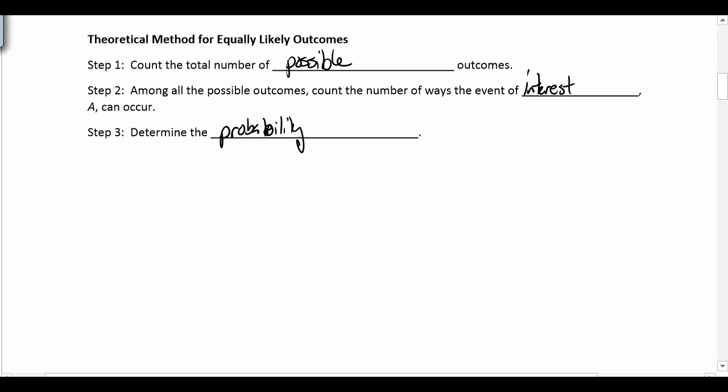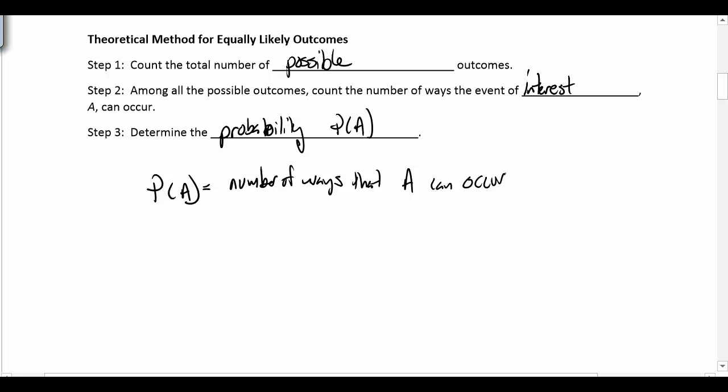The probability of event A is the number of ways that A can occur divided by the total number of outcomes.